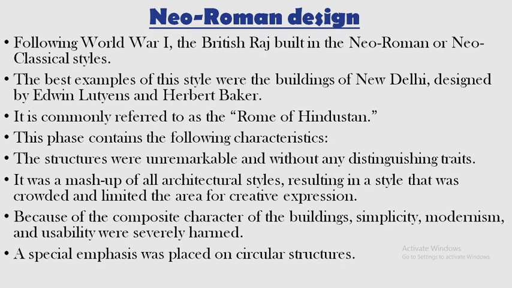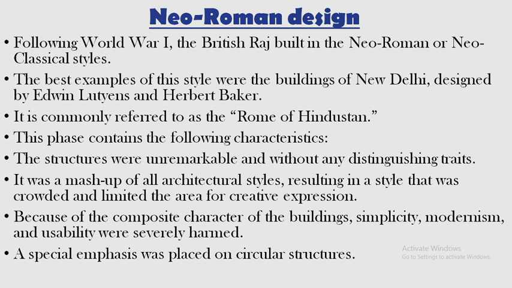The next is the Neo Roman design. Following World War I, the British Raj built in the Neo Roman or Neoclassical styles. The best examples of these styles were the buildings of New Delhi designed by Edwin Lutyens and Herbert Baker. It's commonly referred to as the Rome of Hindustan.